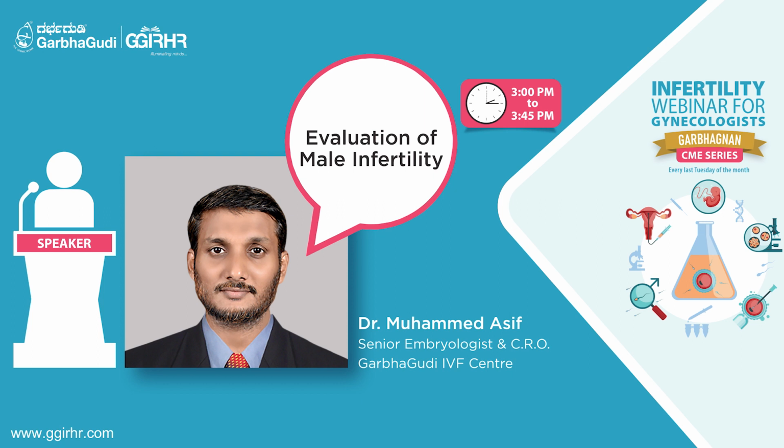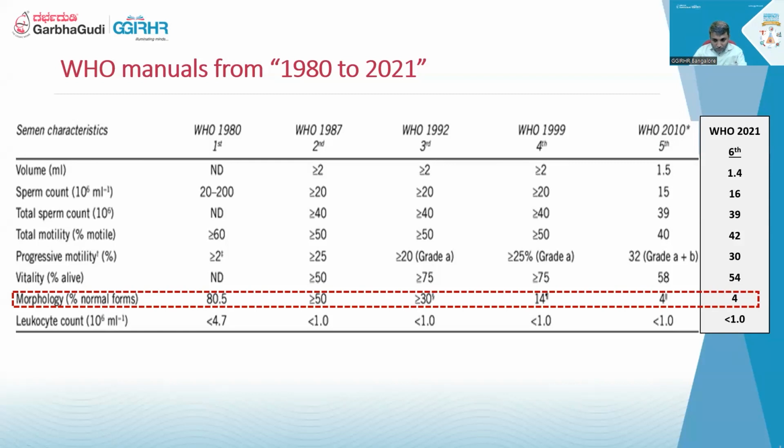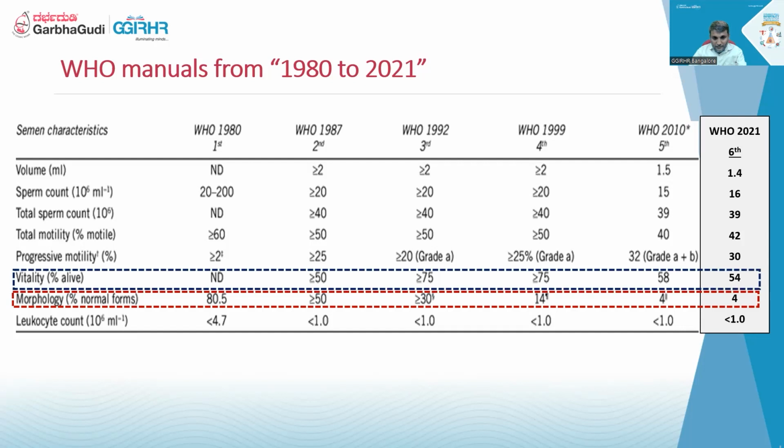The third point to remember here: I told you about morphology, which is decreasing. Then I told you about vitality, the live sperms. Live sperms were more than 75%, in the 5th edition it was 58%, and in the current edition, released in 2021, only 54% are live sperms. This means dead sperms are increasing and live sperms are decreasing.